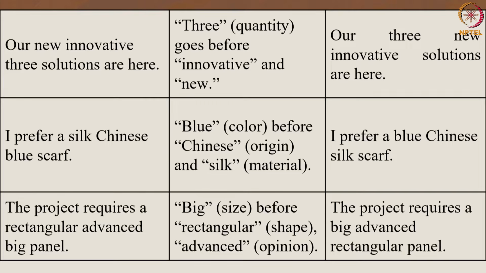Next one, I prefer a silk Chinese blue scarf. Blue is a color, it goes before Chinese, that is origin, and silk is the material. So the correct form would be, I prefer a blue Chinese silk scarf. Next one, the project requires a rectangular advanced big table. The big is the size, before rectangular, that is shape, and advanced is an opinion. Okay, so the project requires a big advanced rectangular table.